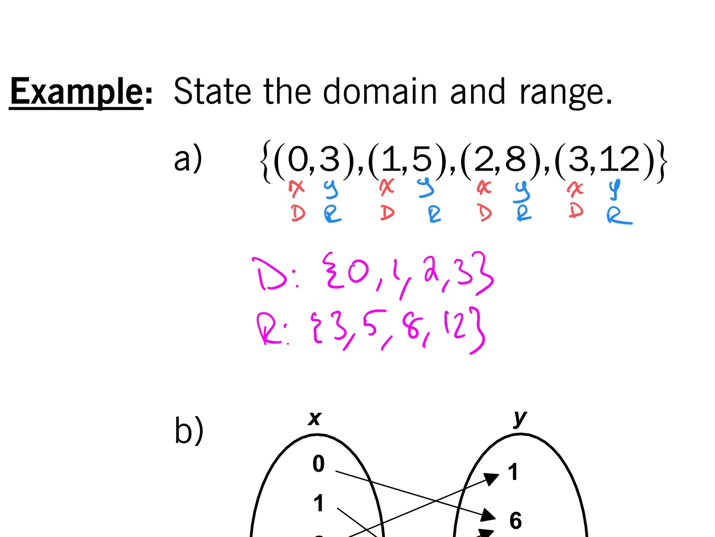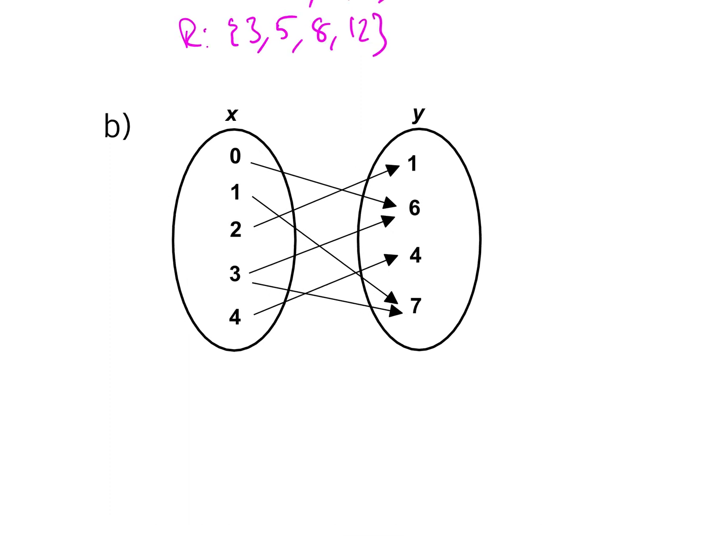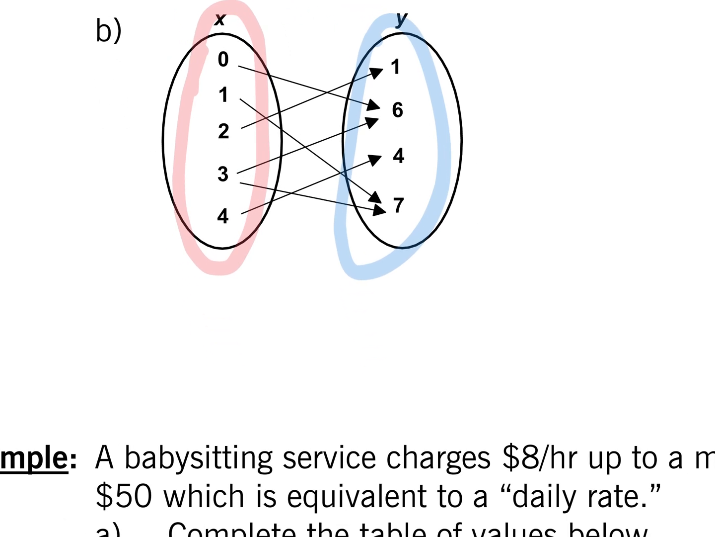Part B is identical, except it's already divided for us because this is the x's and these are the y's. So if we're writing out the domain, brace bracket, just write down all those numbers in the first little bubble there. 0, 1, 2, 3, 4. And the range would be 1, 4, 6, 7.